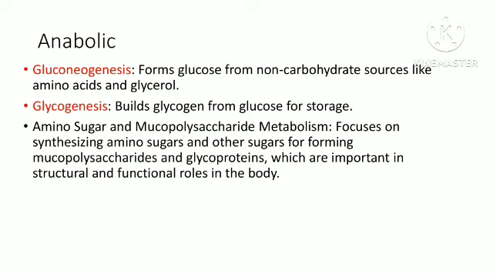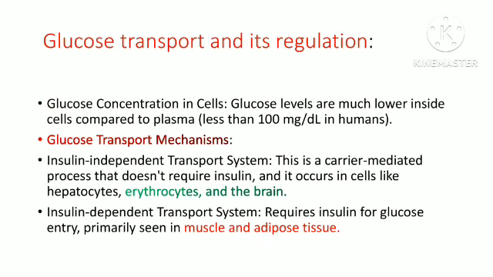Amino sugar and mucopolysaccharide metabolism focuses on synthesizing amino sugars and other sugars for forming mucopolysaccharides and glycoproteins, which are important in structural and functional roles in the body. Glucose transport and its regulation. Glucose concentration in cells: glucose levels are much lower inside cells compared to plasma, less than 100 mg/dl in humans. Insulin-independent transport system: this is a carrier-mediated process that doesn't require insulin, and it occurs in cells like hepatocytes.